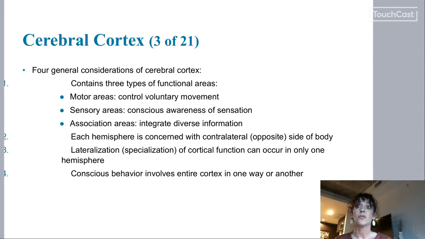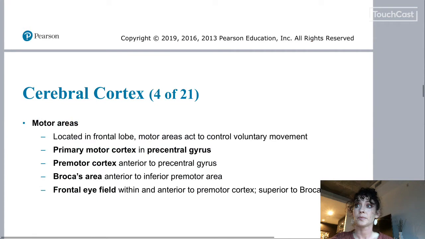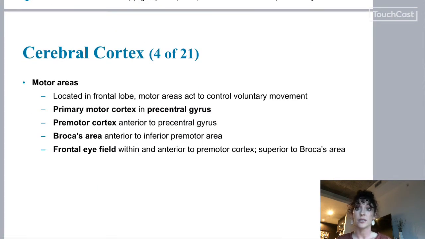Conscious behavior is going to involve the entire cortex in one way or another. So these motor areas are going to be located in the frontal lobe, or the frontal half of our brain. They act to control voluntary movement. This happens in the primary motor cortex in the precentral gyrus, so precentral, just before the center of the gyrus.